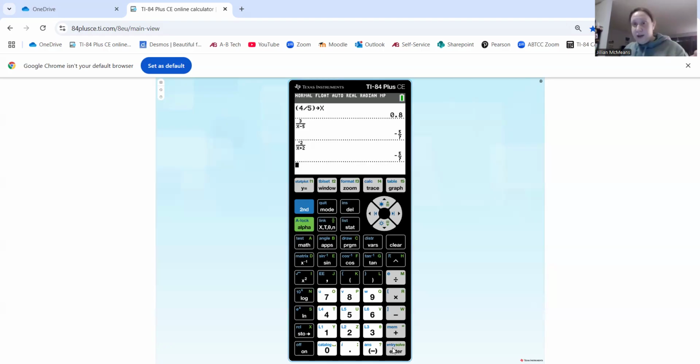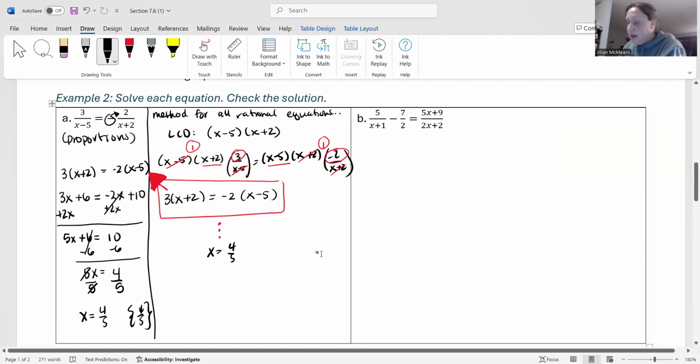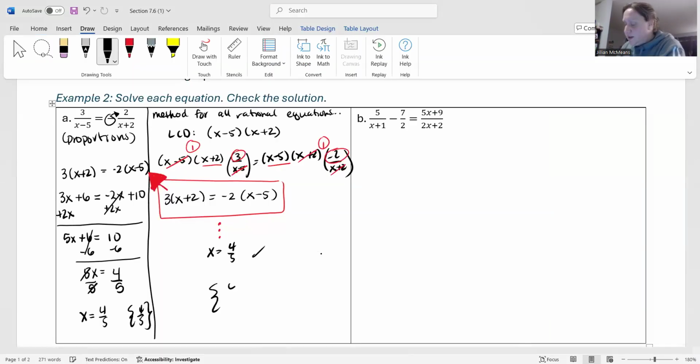So because the left-hand side simplified to -5/7 and the right-hand side simplified to -5/7, we know that this equation's solution really is 4/5. So let's move on to part B. We checked this out, and we can say with confidence our solution is 4/5.